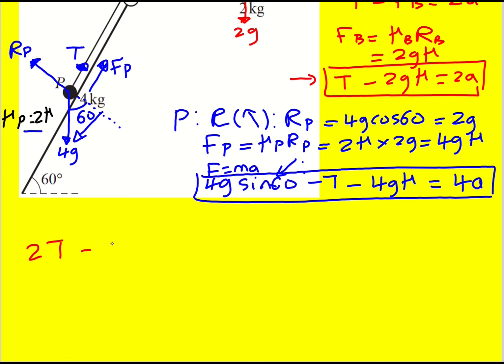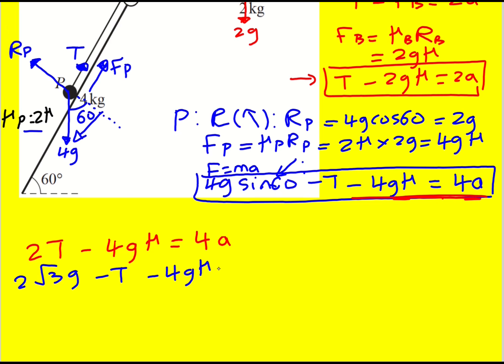So 2t minus 4g mu is going to equal 4a. Because the thing about this is that now I've got the same thing here. So I'm just going to work out sine 60, which is actually root 3 over 2. So I'm going to get 2 root 3g minus t minus 4g mu equals 4a.